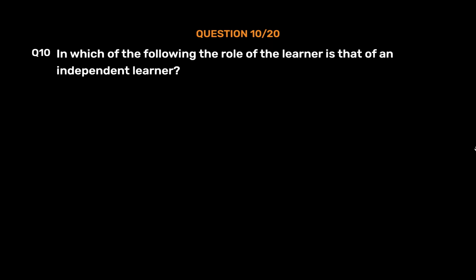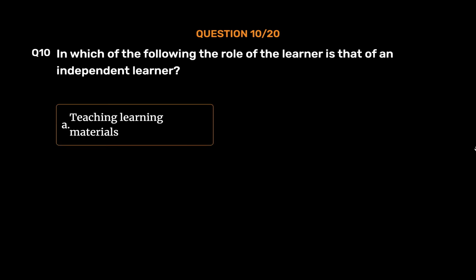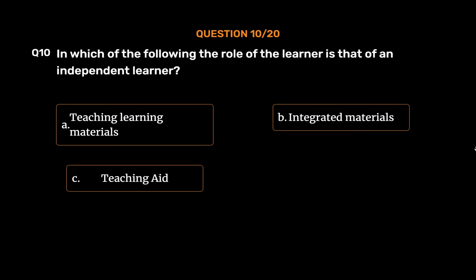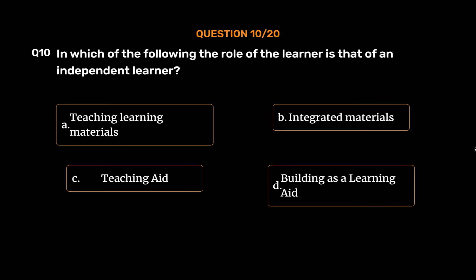Question number 10. In which of the following the role of the learner is that of an independent learner? Option A. Teaching learning materials. Option B. Integrated materials. Option C. Teaching aid. Option D. Building as a learning aid. The correct answer is Option D. Building as a learning aid.